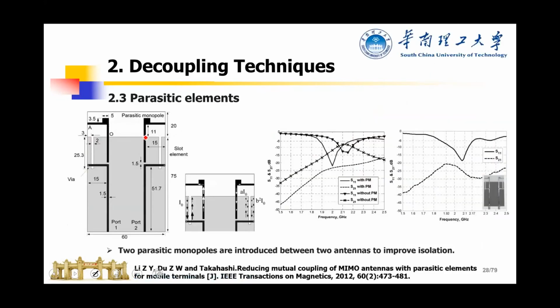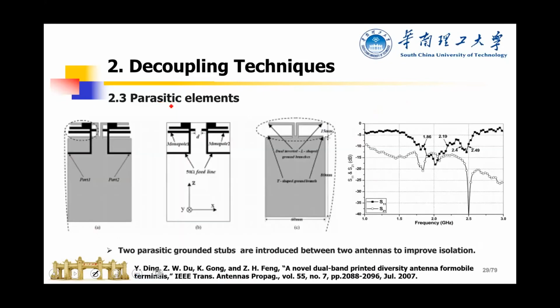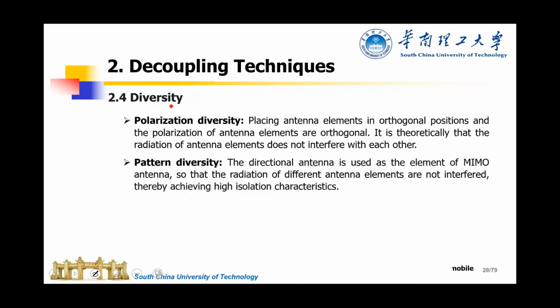In this work, the radiating antennas are two slot antennas. And here is the passive element, so it can improve the isolation.